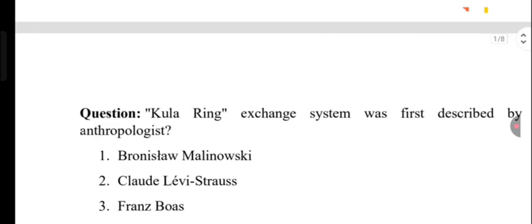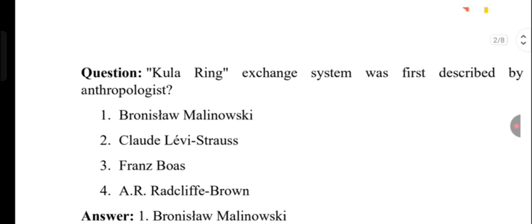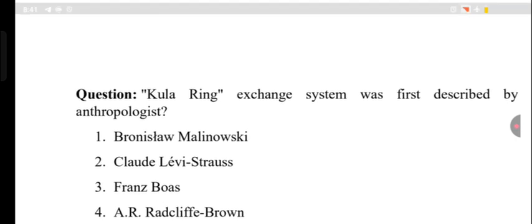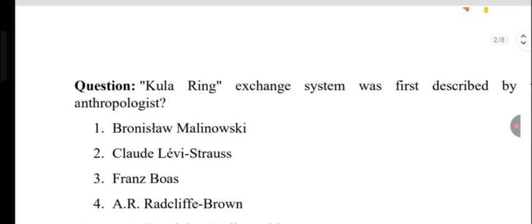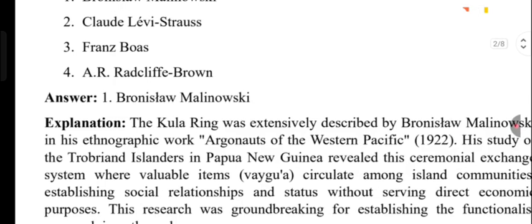Next question from Social or Cultural Anthropology, and the question is, Kula ring exchange system was first described by which anthropologist? Four options: Malinowski, Levi-Strauss, Franz Boas and Radcliffe-Brown. The correct option is Malinowski.